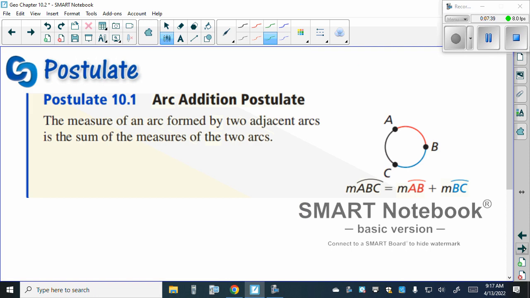Okay. First big property that we've covered, because, I mean, we covered some so far, but our first big postulate of the chapter. The measure of an arc formed by two adjacent arcs is the sum of those arcs. Anybody's mind blown yet? So if this one is, let's say 90, and this one's 80, we can add their measures together.